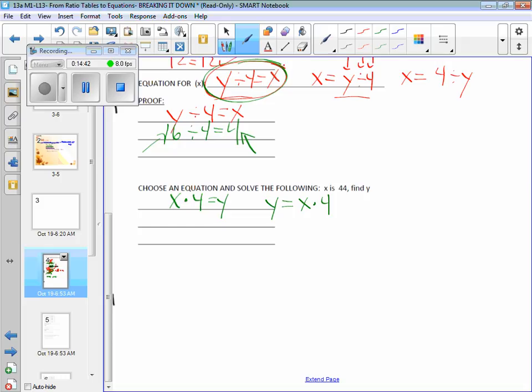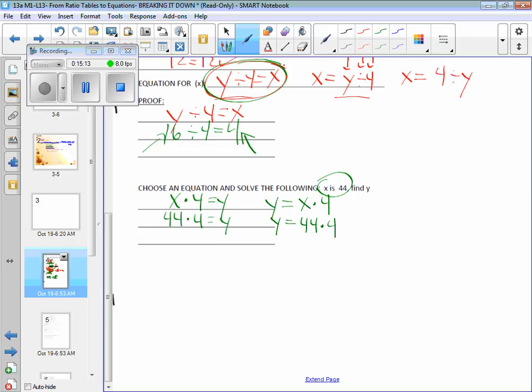Now we got to do, what's the S word? Substitute. And they give us what x is. Which one do you want to use? How many of you like the one on the left better? How many like the one on the right better? I'll do it both ways. X is 44. Wherever I see an x, make believe you're replacing it with the number 44. There it is both ways.